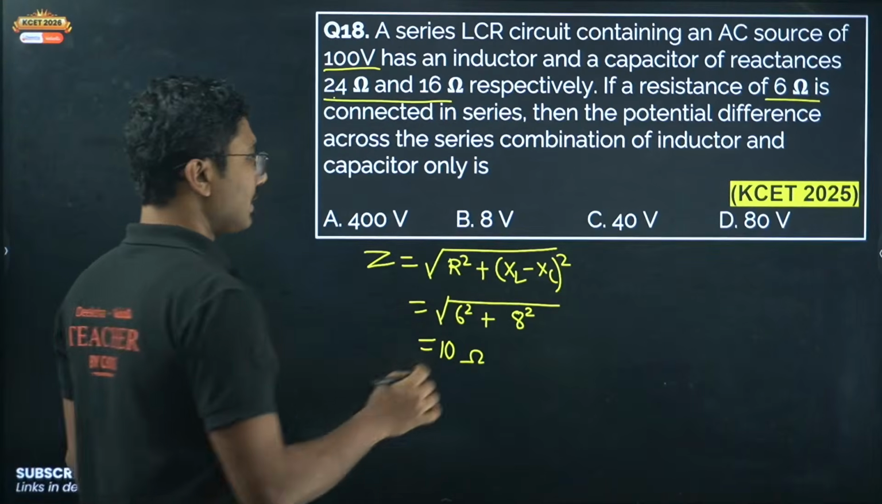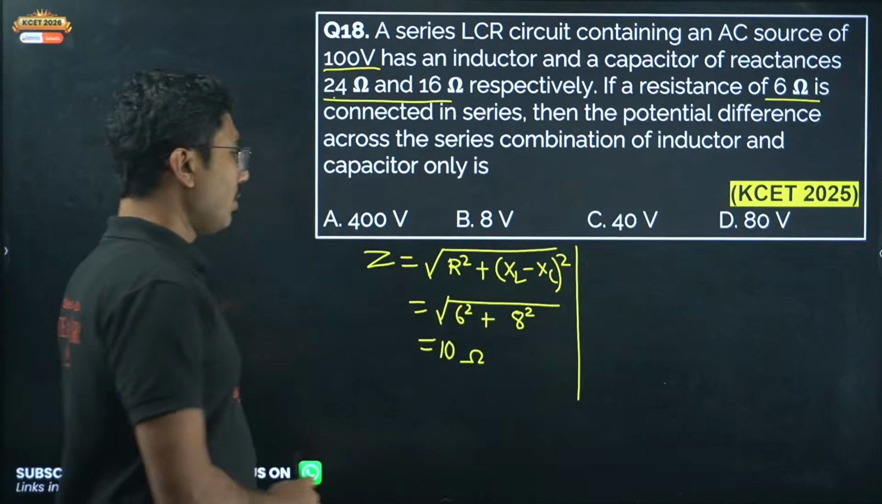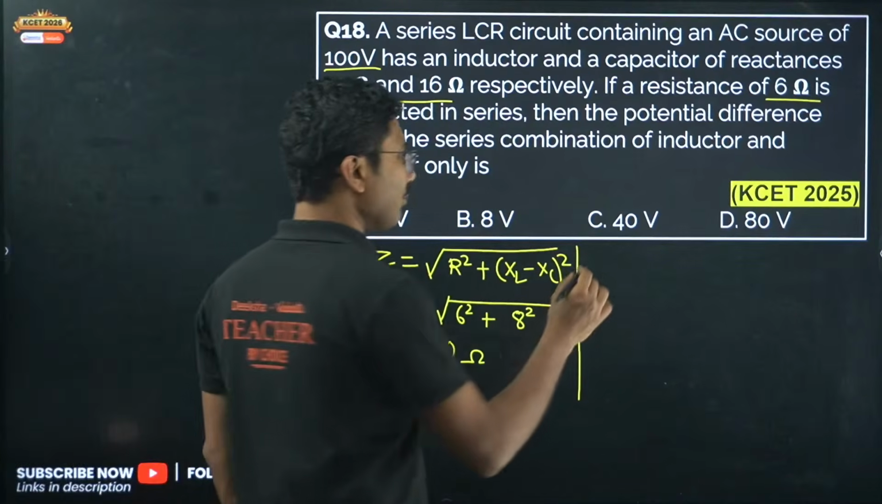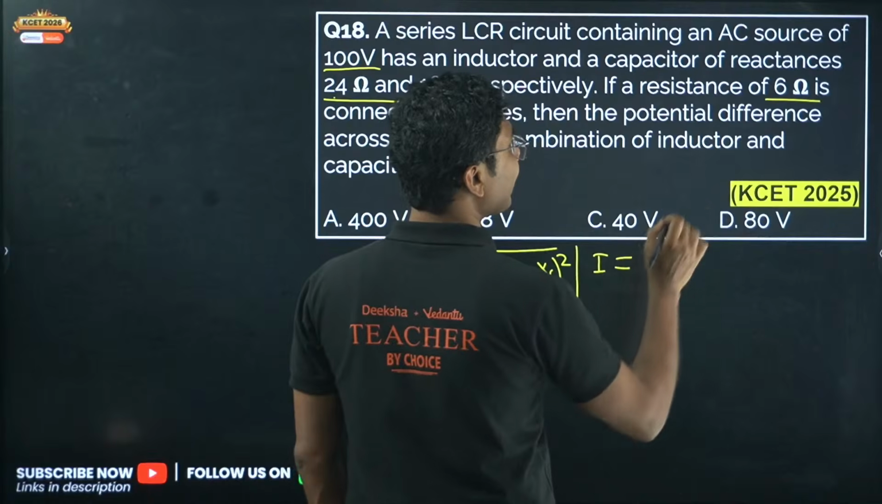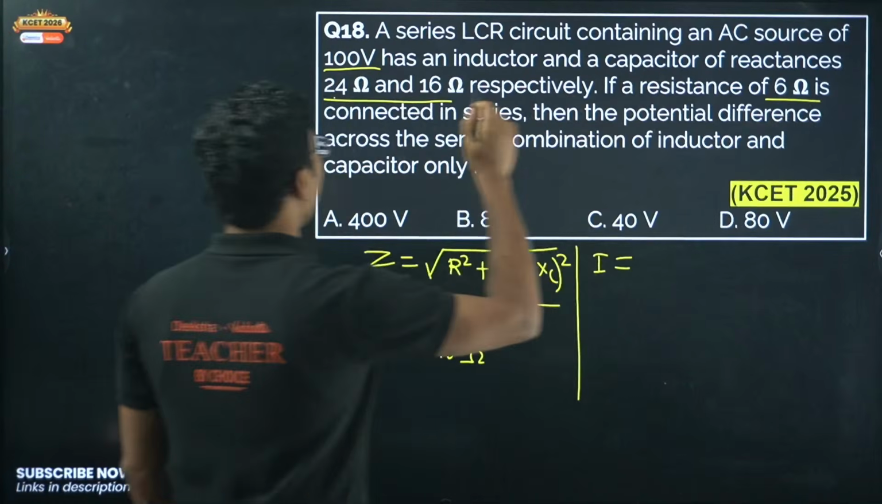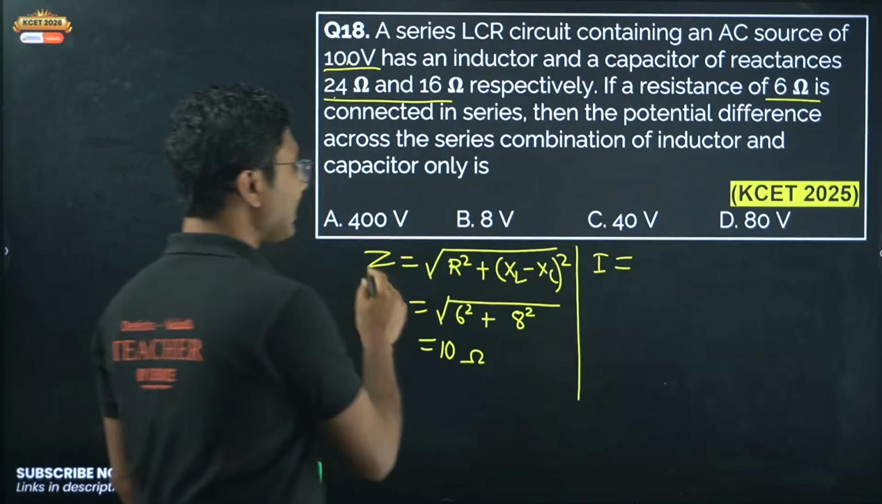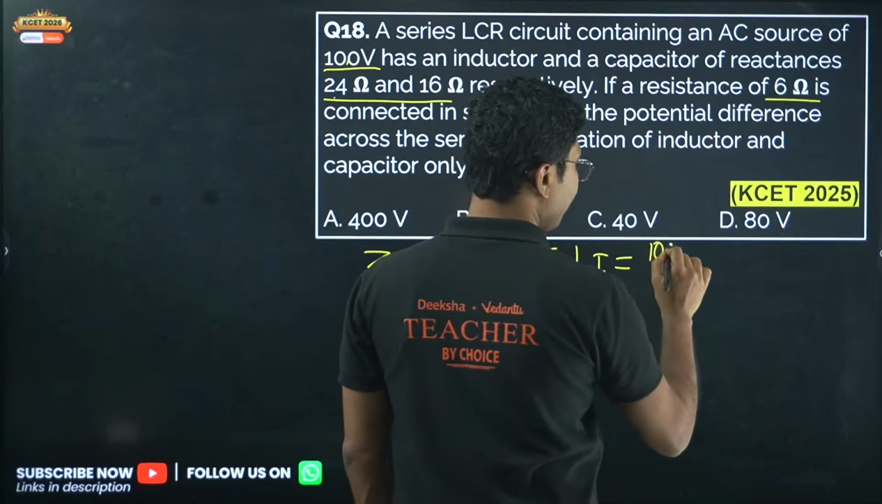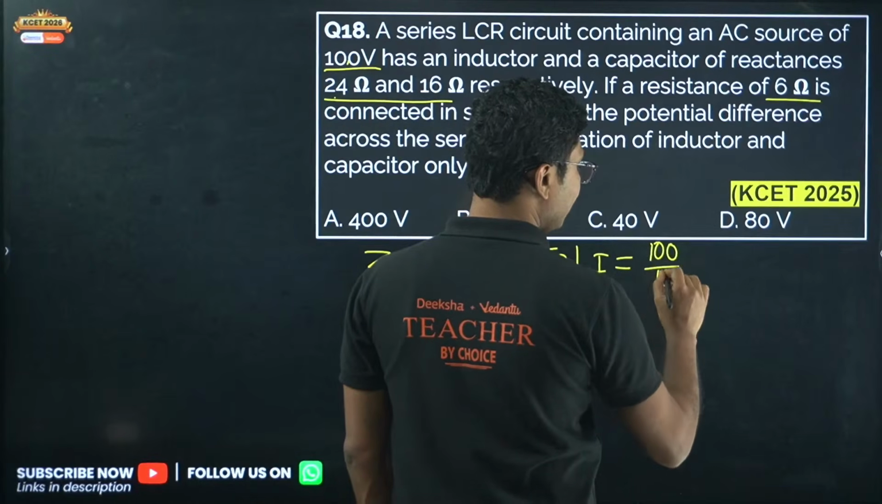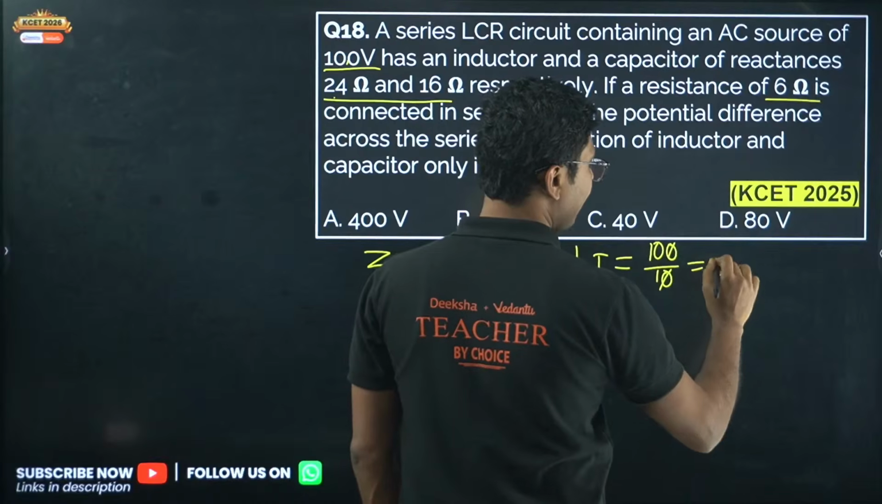Impedance is done. Now you have to calculate the current. How to calculate the current? Current is given by the voltage divided by impedance. Voltage is 100 volt and impedance is 10, so current is 10 ampere.